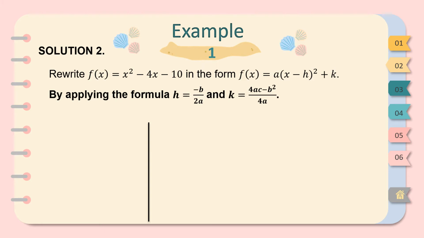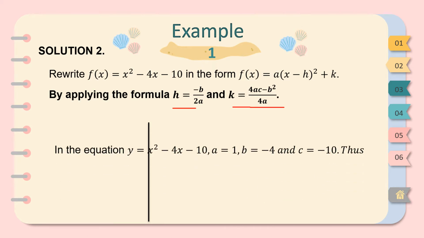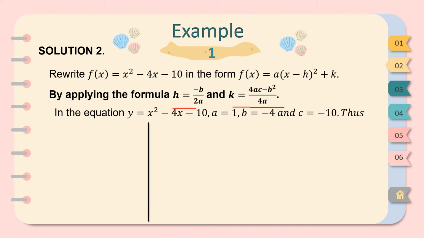So, by applying the formula. So, meron po tayong susundang formula in this part, in order for you to find the h value and in order for you to find the k value. First, in this equation, y is equal to x squared minus 4x minus 10, we need to identify our real numbers. What is your a? That is 1, invisible 1. B is negative 4 and C is negative 10. So thus, applying our formula in finding the value of h is equal to negative b divided by 2a.